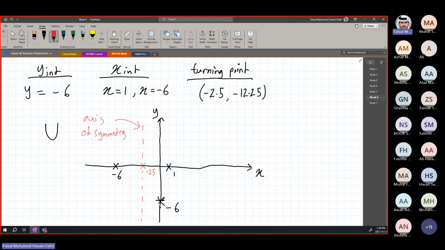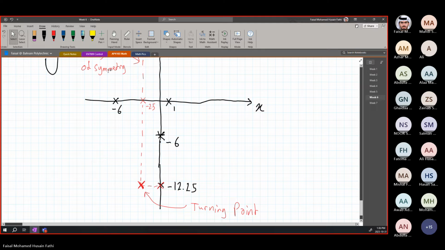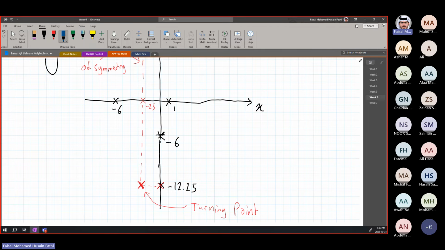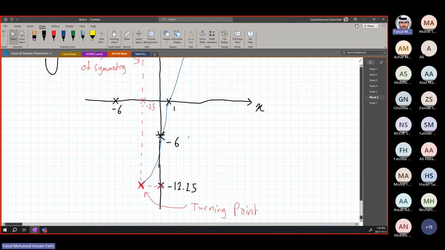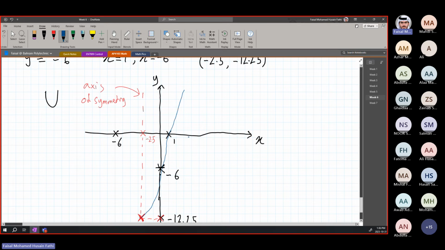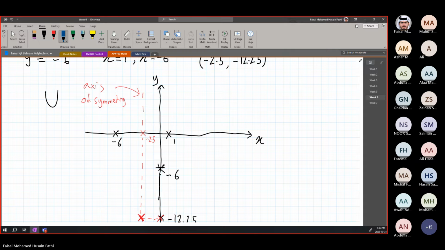If we actually want to draw the plot itself, we're going to start from here, and we have to make sure that the line crosses the points, which are the intercepts, the y-intercept in this case and the x-intercept over here. So it will look something roughly like that. I know it's not straight, it should be smooth, but this is just the general idea. Let me redraw it so it looks a bit better.